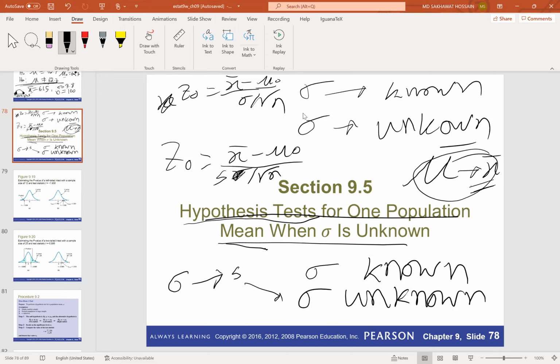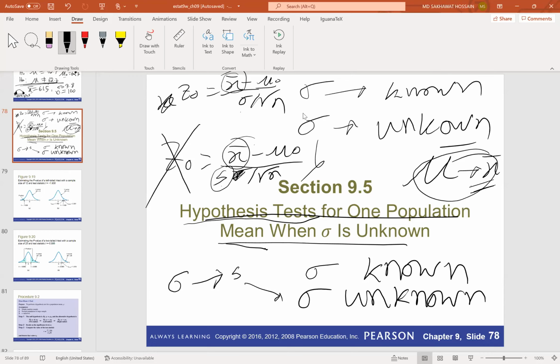Now the problem is when we are using S instead of sigma, we cannot use this test anymore. Why? Because S is also a function of x, which is a random variable, and x bar itself is a random variable. In the previous case, we had only one random variable. Now this one is random and this one is also random. So we have a ratio of two random quantities, which means it doesn't follow the normal distribution. It follows another distribution, which is called the t distribution.